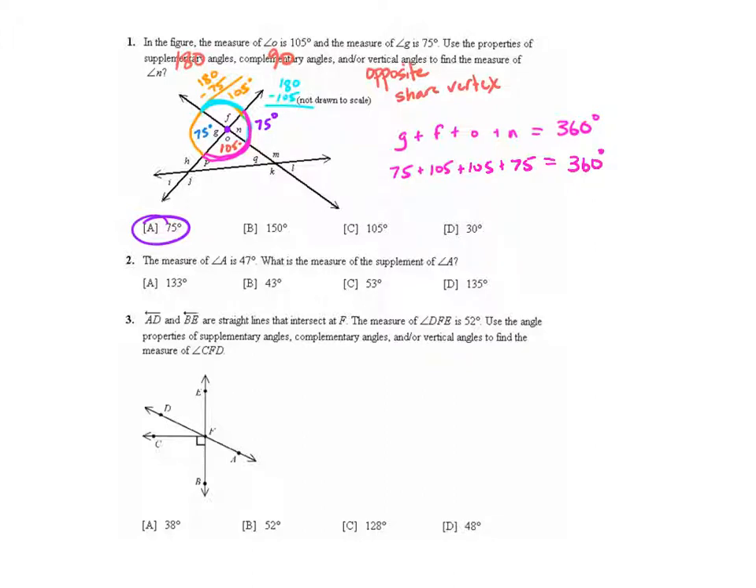Question 2 says the measure of angle A is 47 degrees. What's the measure of the supplement of angle A? So here is angle A, approximately 47 degrees.